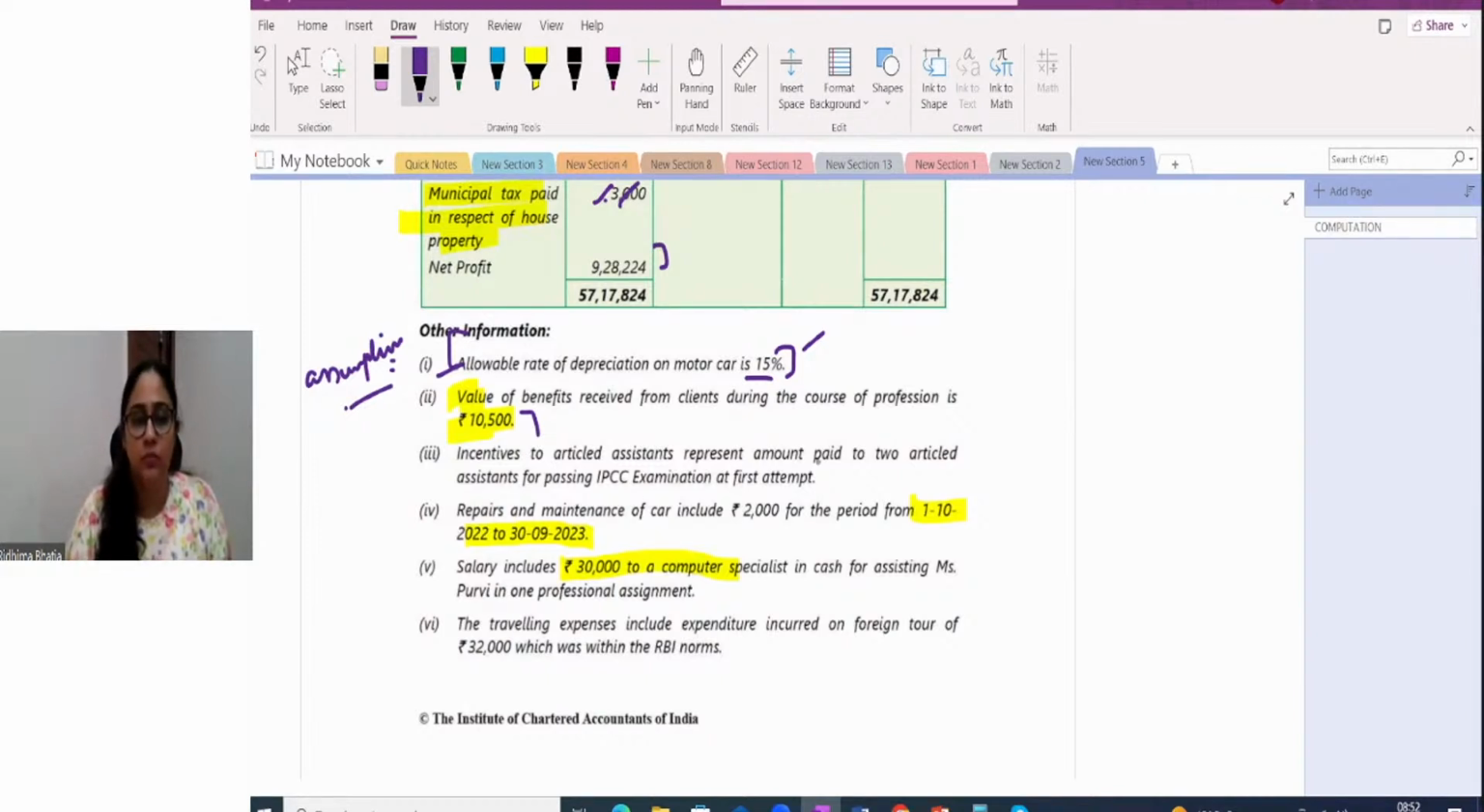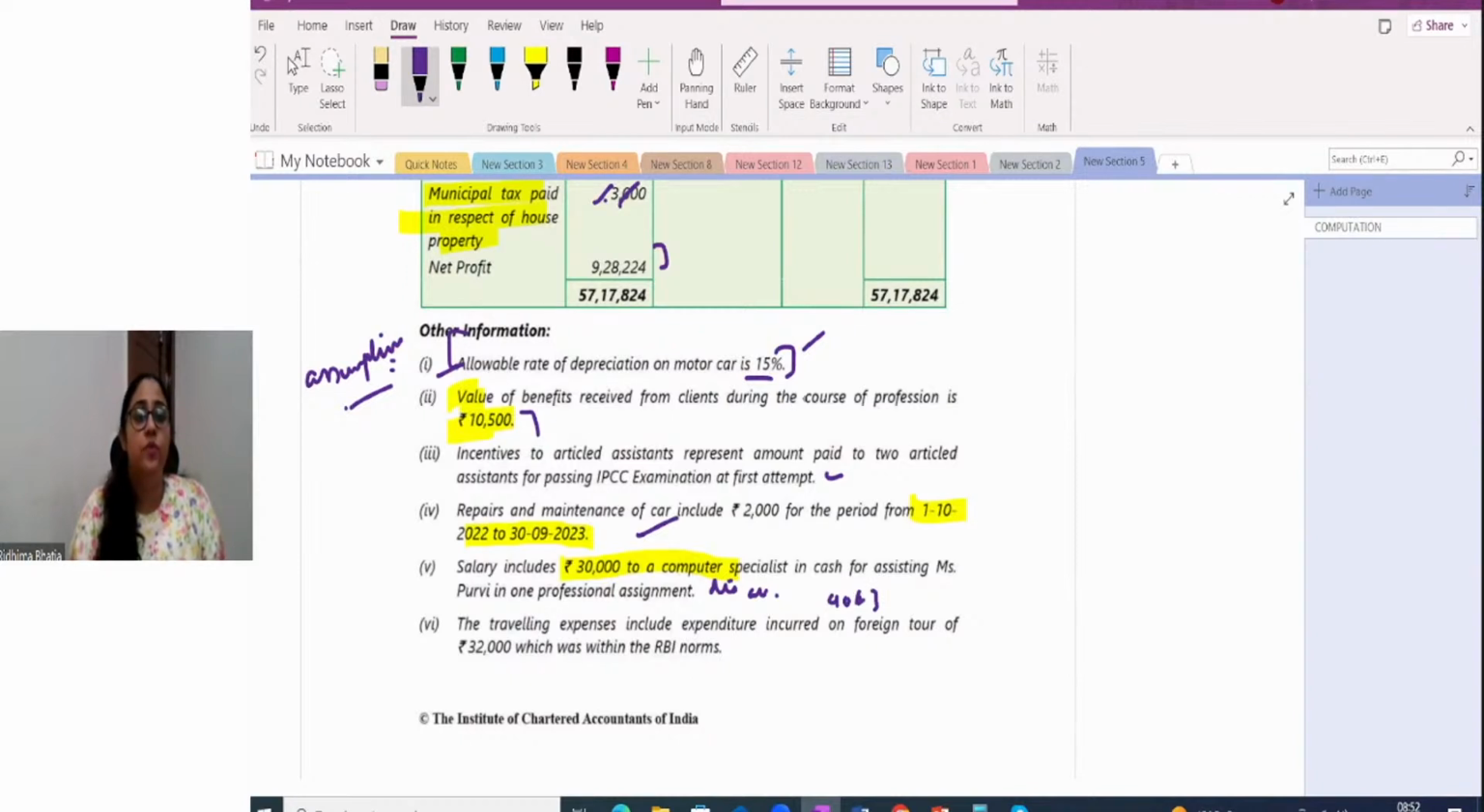Then incentives आपने दी अपने आर्टिकल असिस्टेंट्स को, नो प्रॉब्लम, यू कैन गिव डिडक्टेबल. रिपेयर एंड मेंटेनेंस कैश बेसिस पे है तो अलाउड होगा, नो प्रॉब्लम. मर्केंटाइल पे होता है तो अलाउड नहीं होता. कैश बेसिस पे वट एवर एक्सपेंडिचर्स यू आर डूइंग वुड बी अलाउड. 30,000 टू कंप्यूटर स्पेशलिस्ट, इसको डिसअलाउ कर देंगे अंडर सेक्शन 40A3. एक मिस हो गया मुझसे.